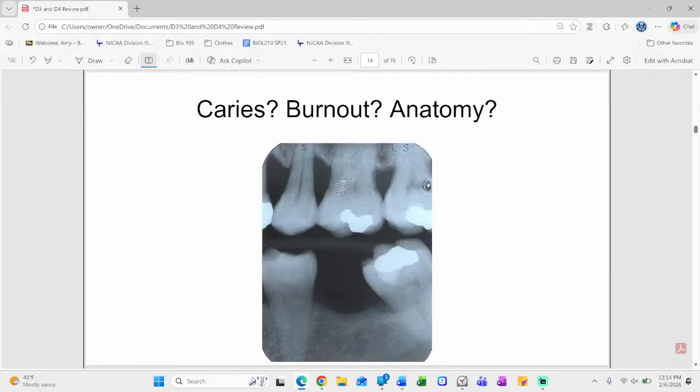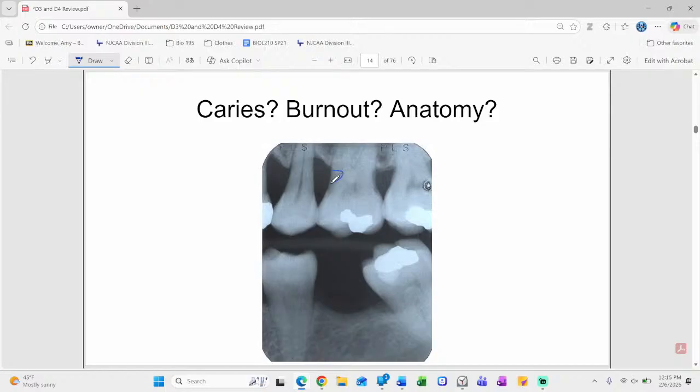Darkness, so I have a little dark triangle here. Caries, low on my list, right? What's top of my list for this little dark triangle right here? Anatomy, right? You've got the mesial of the MB here, mesial of the palatal here. So that is anatomy. It's just less tooth there, less density, less tooth.